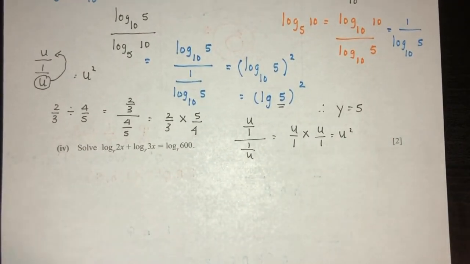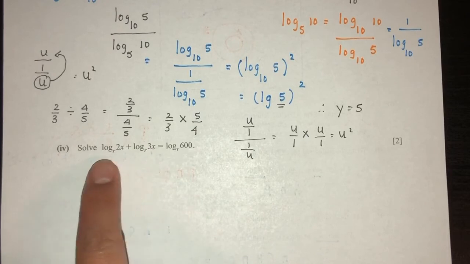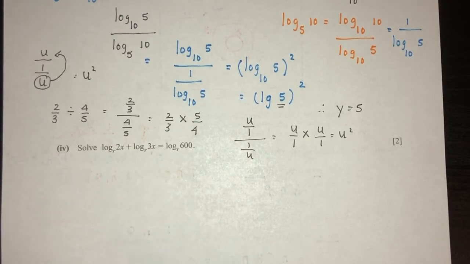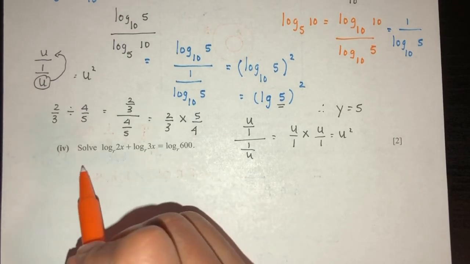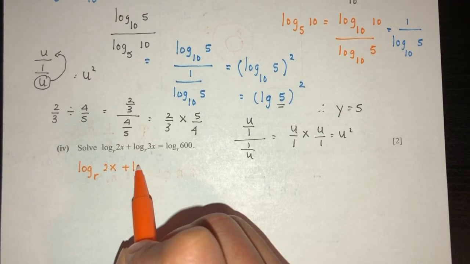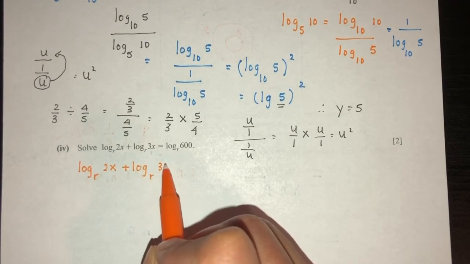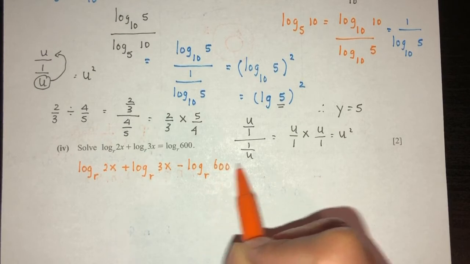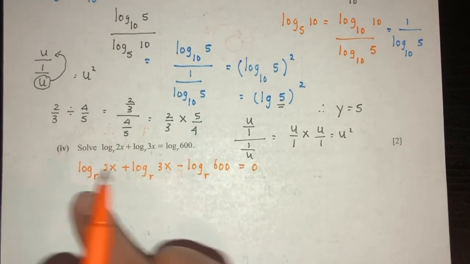We have to solve this equation. Good news is everything has the same base of r, which means we can combine them together. So let's send everything to one side. You have log base r of 2x plus log base r of 3x minus log base r of 600 is equal to 0. Now let's combine them together.